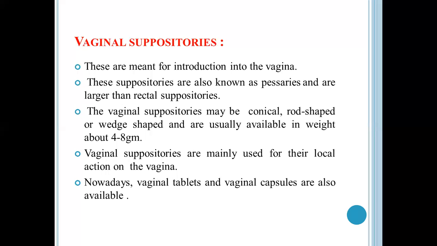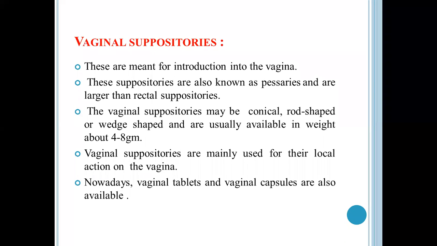Then the next type is vaginal suppositories. These are meant for introduction into the vagina, which means such suppositories are made to be inserted into the vaginal cavity. These suppositories are also known as pessaries and are larger than the rectal suppositories. Rectal suppositories, what is their weight? 1 to 2 gram. So these vaginal suppositories, also known as pessaries, are larger than the rectal suppositories. This one is also asked as an objective question.